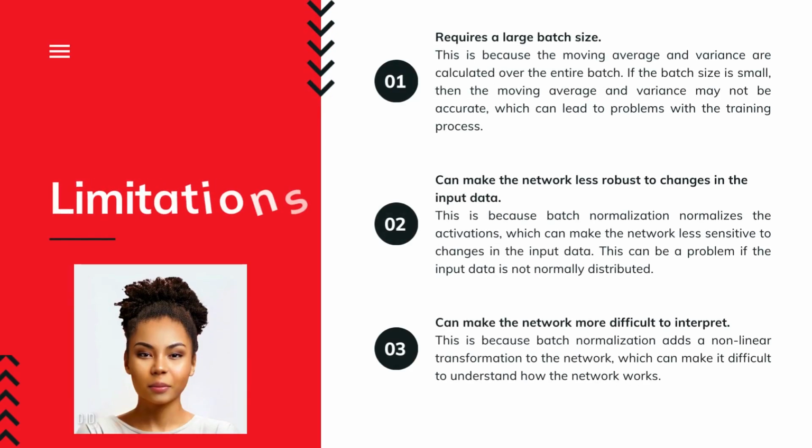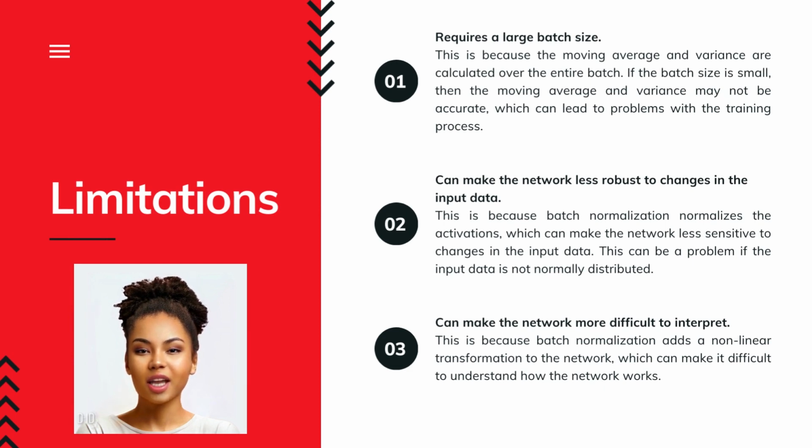Let's explore some limitations. Batch normalization requires a large batch size for accurate moving average and variance calculations, crucial for effective training. Using batch normalization might reduce network robustness to input changes, as normalized activations can diminish sensitivity to fluctuations, especially if data isn't normally distributed. Additionally, it can hinder interpretability, introducing a nonlinear transformation that complicates understanding network operations.